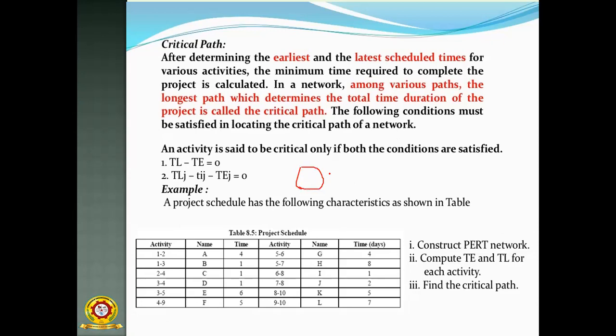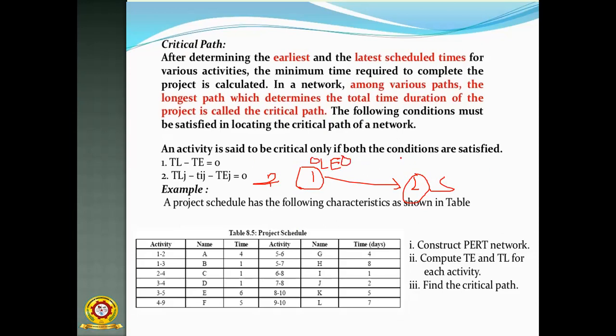This is the first event, this is the activity, and this is the second event. This is the predecessor event, that means the first one, and this is the successor event. Then TL minus TE. For every event there is a latest time and an earliest time. Because this is the first one, TE equal to 0 and TL is also 0. Both are zeros.